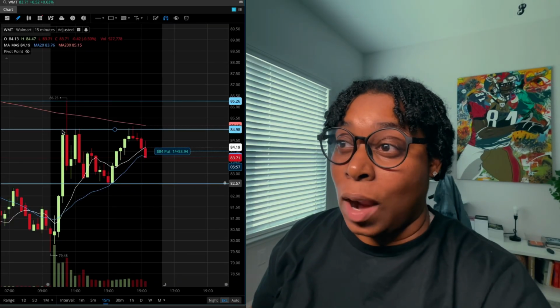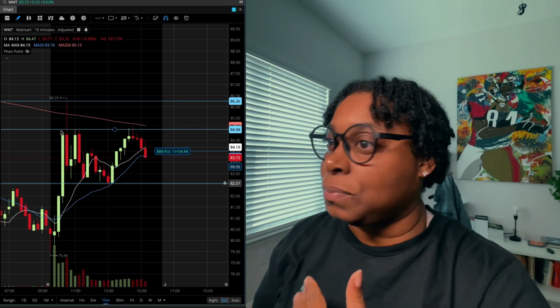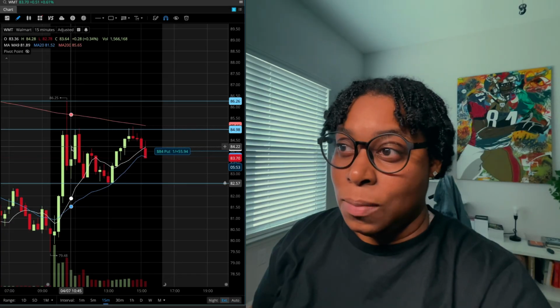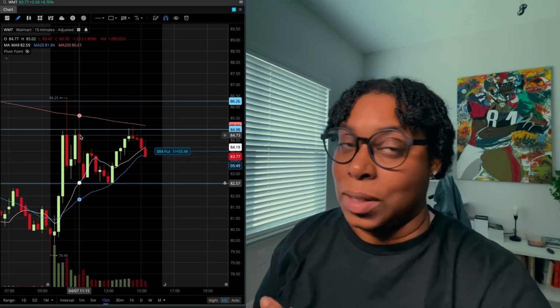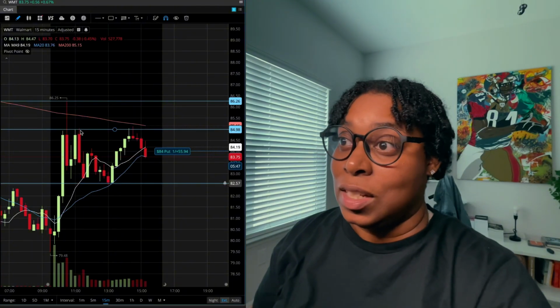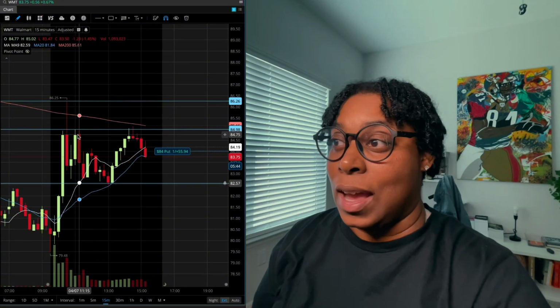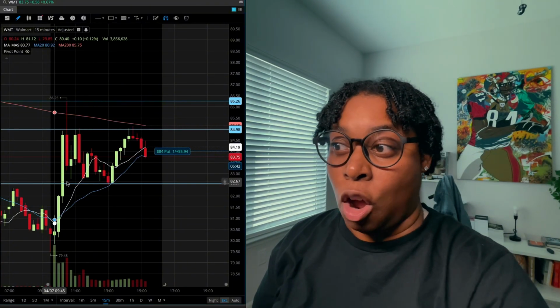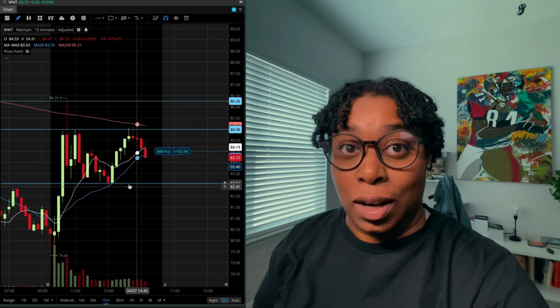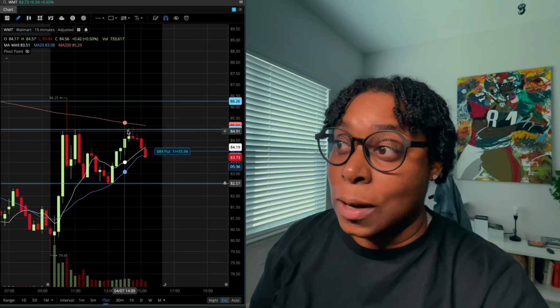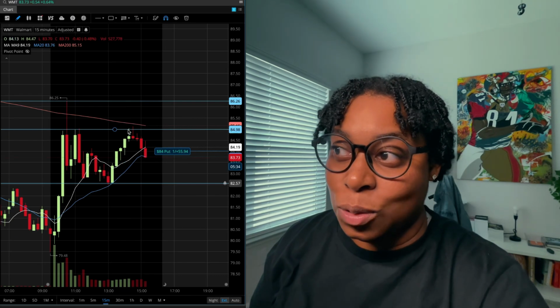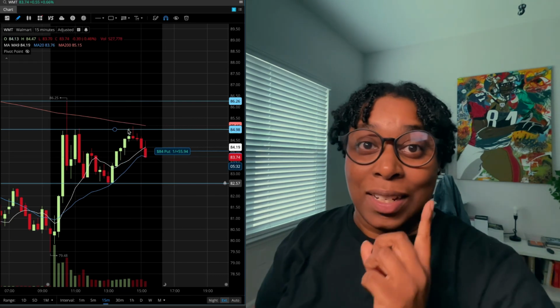Right here they tried to get over it, they didn't do it. A little bit here, further down, but up here they tried it again. It touched it, but it didn't break. Again, a touch, but did not break. So it was here and it pushed all the way back down to this little support level. We got to this support and look what happens. We bounced and went all the way back up to this level and it did not break.